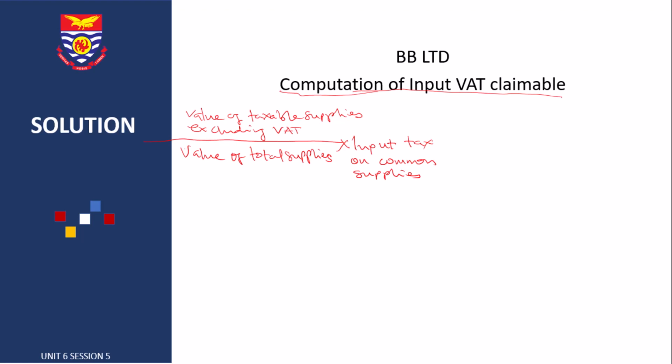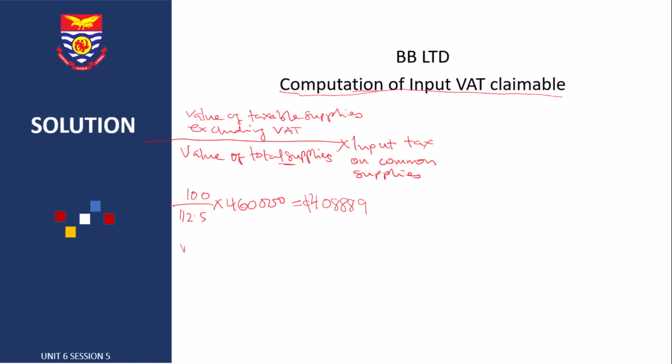So we have the value inclusive to be 460,000. To find the value excluding, we have 100 over 112.5 times 460,000. And this is giving us 408,889. Now that we have our value excluding VAT, let us find the input tax deductible from the common supplies. But before that, we also have to find the value of total supplies.